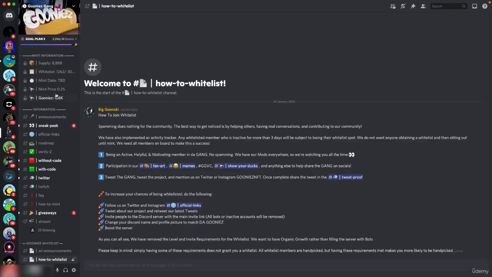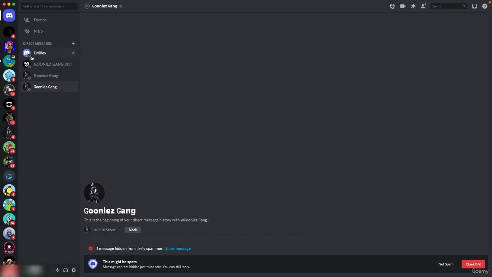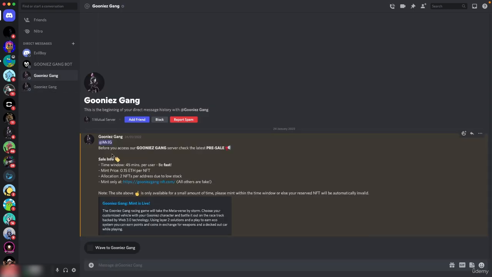When you go over to the Discord, it's actually on sale for 0.25, and again, it's not even announced when you'll be able to mint. So there is literally people pretending to be from the server and sending you links.